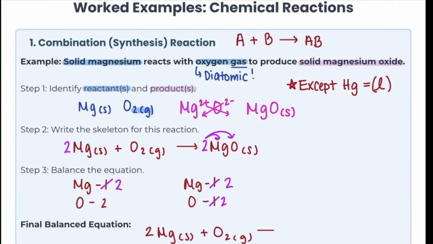And you guys notice how we started with 2 reactants, right? A plus B, and ended with 1 product, your AB. That's how we know this is a combination reaction.